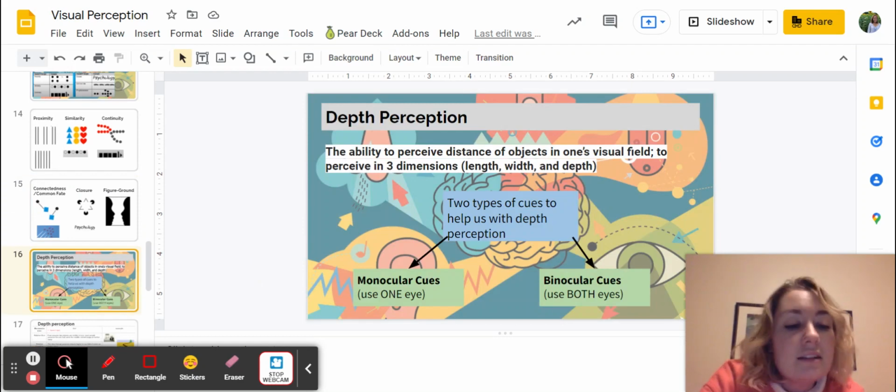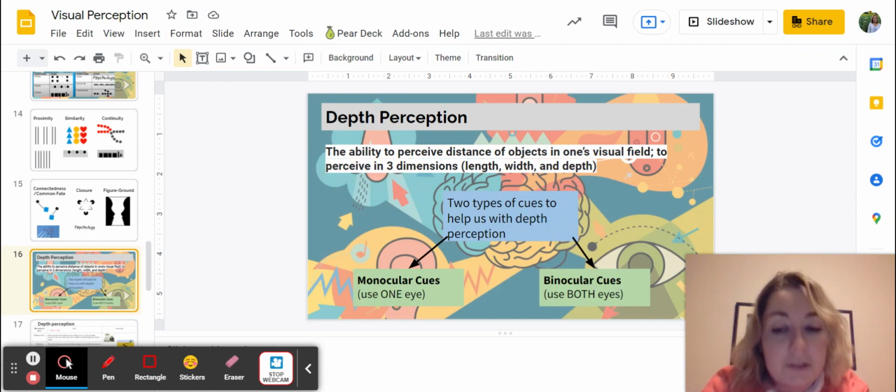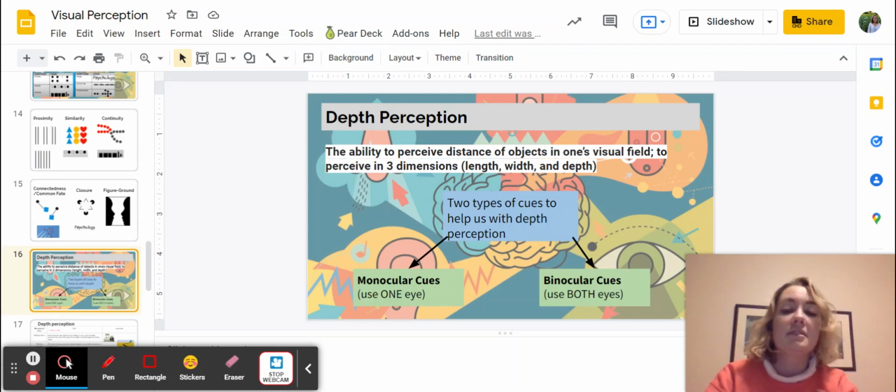Okay, so the next perceptual cues we're going to look at have to do with depth perception. If you are in an art class, you probably are familiar with this, so you're at an advantage here. Depth perception, we know, is our ability to perceive distance in objects, right? To see how far away something is from you. And being able to perceive in 3 dimensions, right? You're looking at length, width, and depth. So we're specifically talking about depth here.